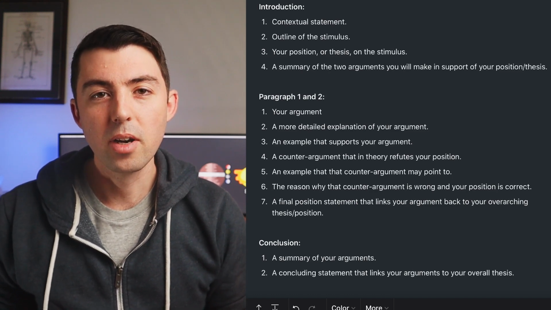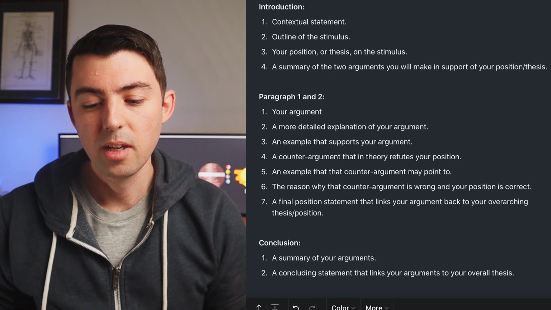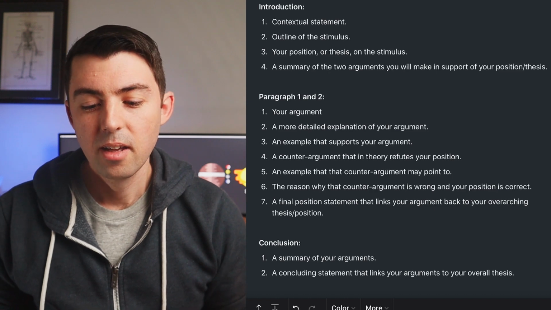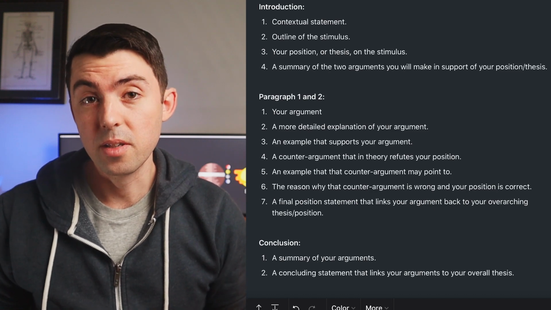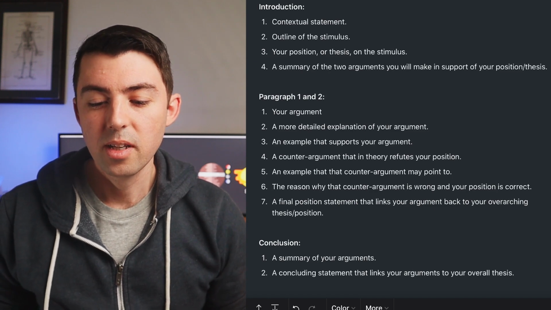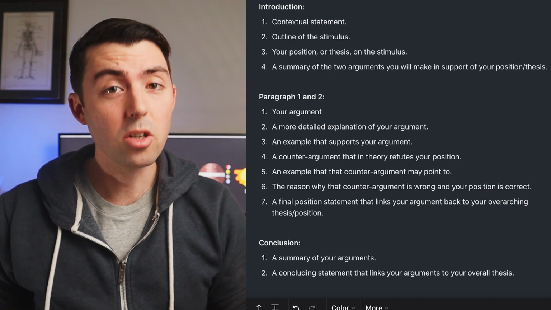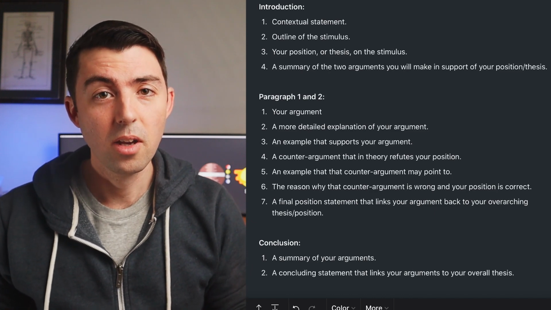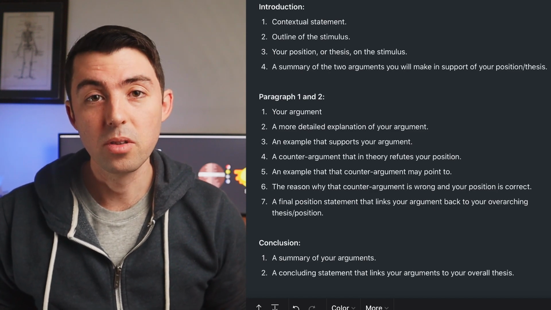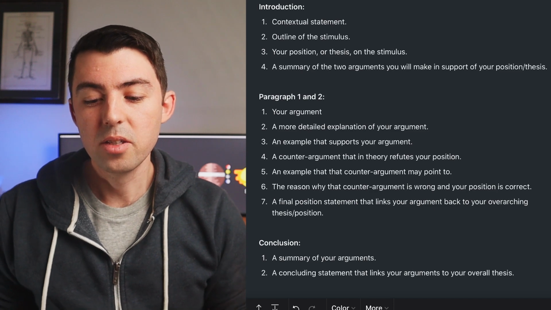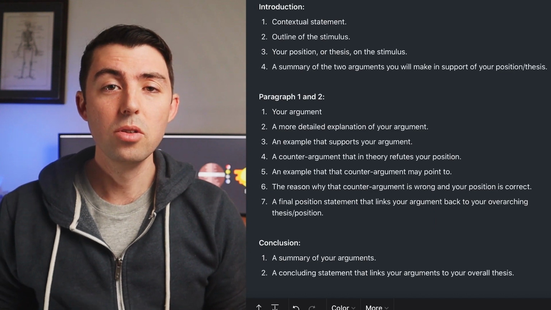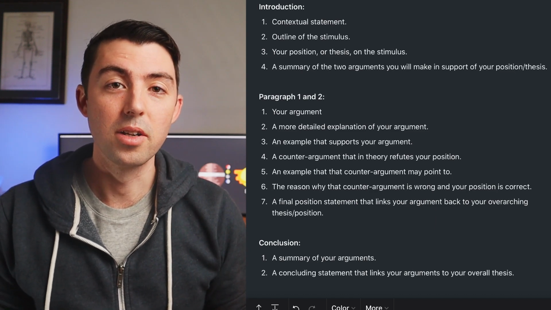And then what you need to do is provide a counterpoint, which is your fourth point. So a counter-argument that in theory refutes your position. Your fifth point is to try and give an example that supports the counter-argument. And then your sixth point is to provide a reason why the counter-argument is incorrect in the context of your position, or somehow misguided with relation to your position. And then the seventh point, or the final point in the paragraph, is to link your argument, now reinforced by refuting the counterpoint, to the overall thesis that you've decided to pursue.